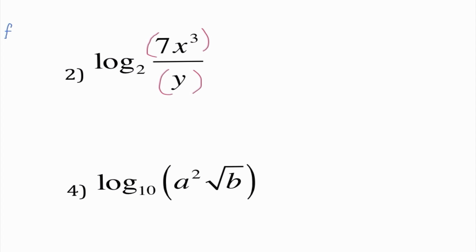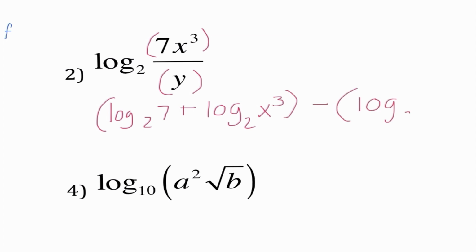So I'm going to go ahead and write log base 2 of 7 plus log base 2 of x cubed minus log base 2 of y. So what I did there, 7 times x cubed, that was all in the numerator, so I kept that in parentheses. Multiplication became addition. Then divided by became subtraction, log base 2 of y.